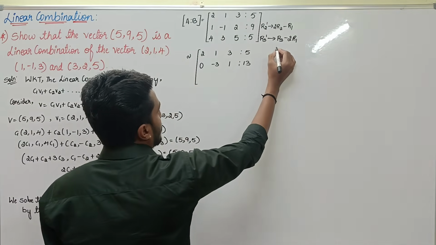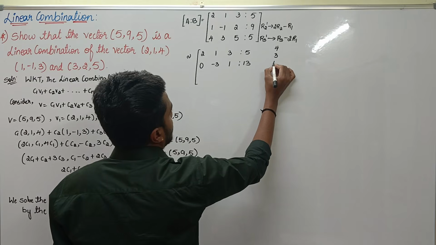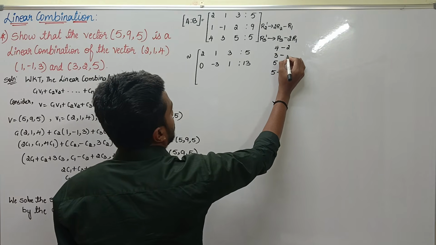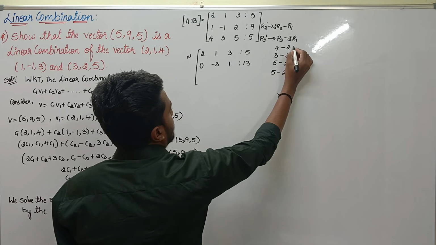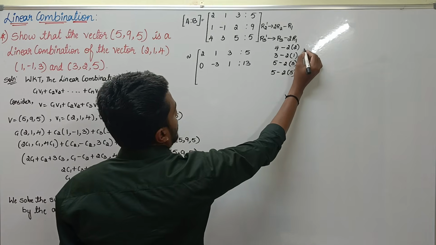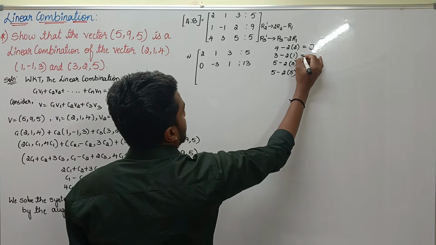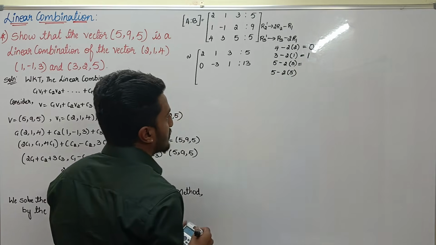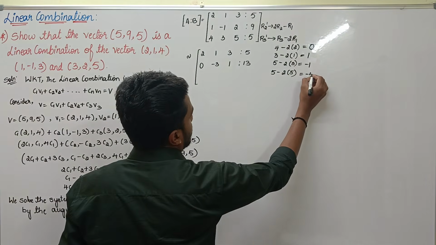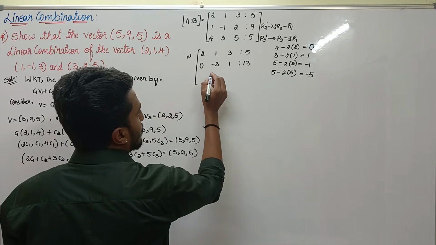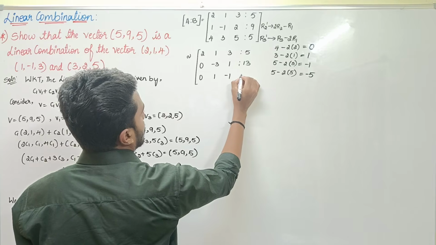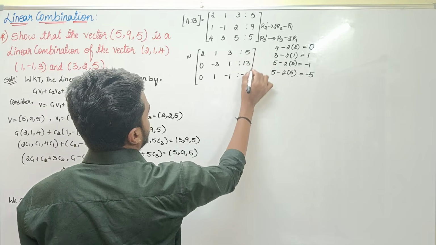Now, what is R3? We have 4, 3, 5, 5 minus 2 times R1, which is 2, 1, 3, 5. That equals 4 minus 4, which is 0; 3 minus 2, which is 1. Next, 3 twos are 6, we have minus 1. Next, 5 twos are 10, 5 minus 10 is minus 5. So we get 0, 1, minus 1, minus 5.